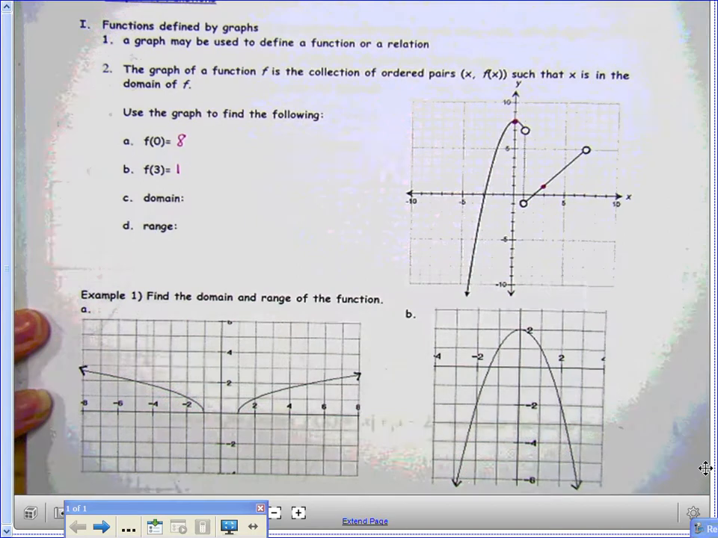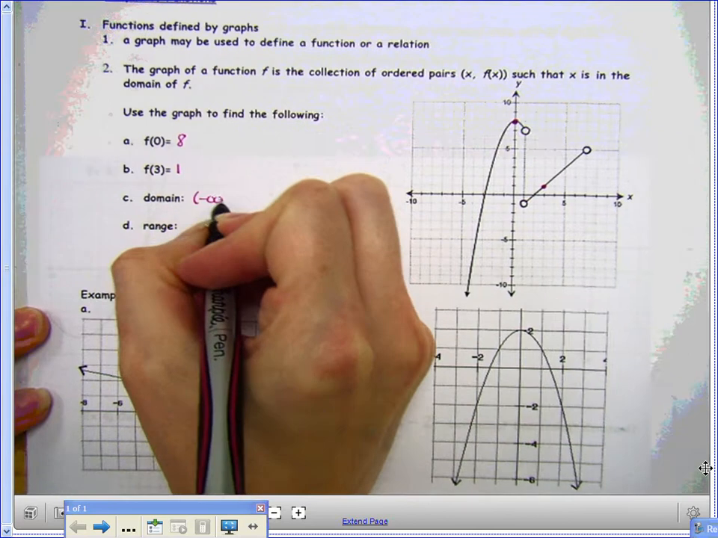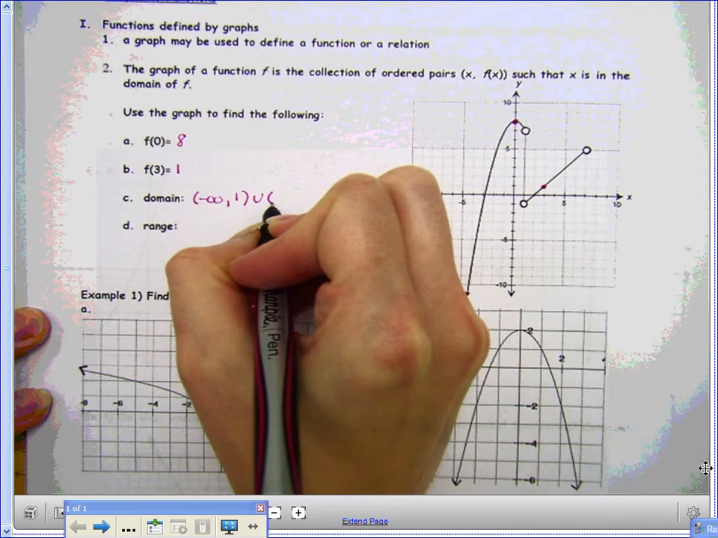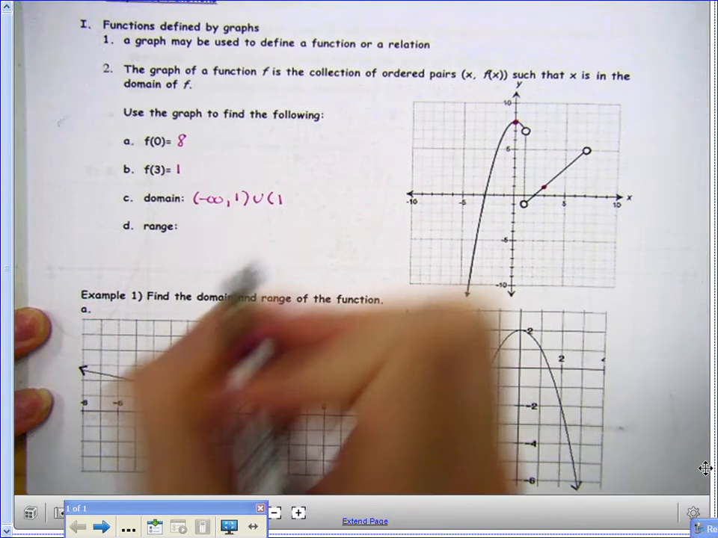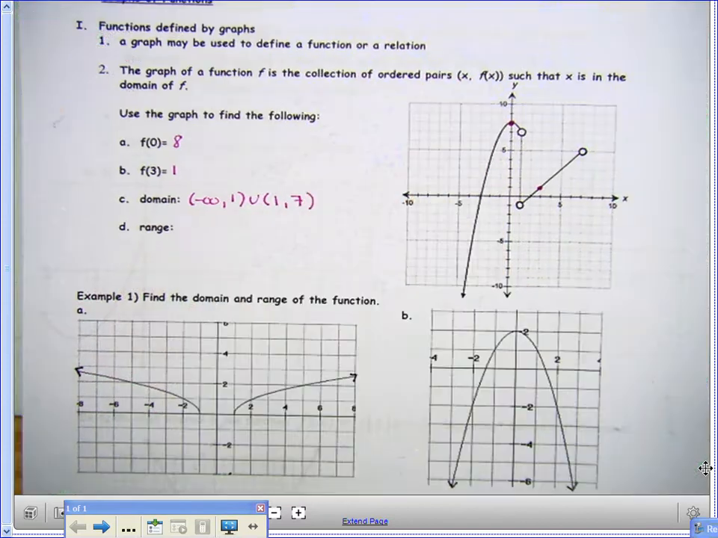Negative infinity, 1, union, 1, 7, parentheses. Is that what everyone else got?